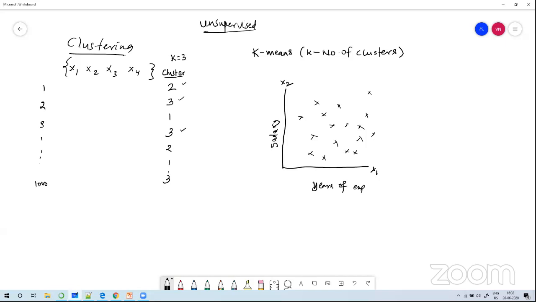Remember, when we are trying to divide them into clusters, we want the clusters like this. Within a cluster, all the observations have to be similar. We call this homogeneity. Within a cluster, all these observations are very similar. They should exhibit similar characteristics. Across the clusters, that means from one cluster to another cluster, they have to be heterogeneous.